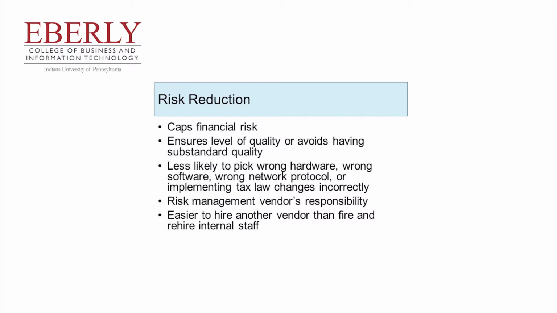However, there is no guarantee that outsourcing will provide a certain level of quality or quality better than could be achieved in-house. But in general, a professional outsourcing firm knows how to provide a minimum level of product or service quality to its customer. And if that minimum level of quality is not provided, then it is easier to hire another vendor than it is to hire internal staff.